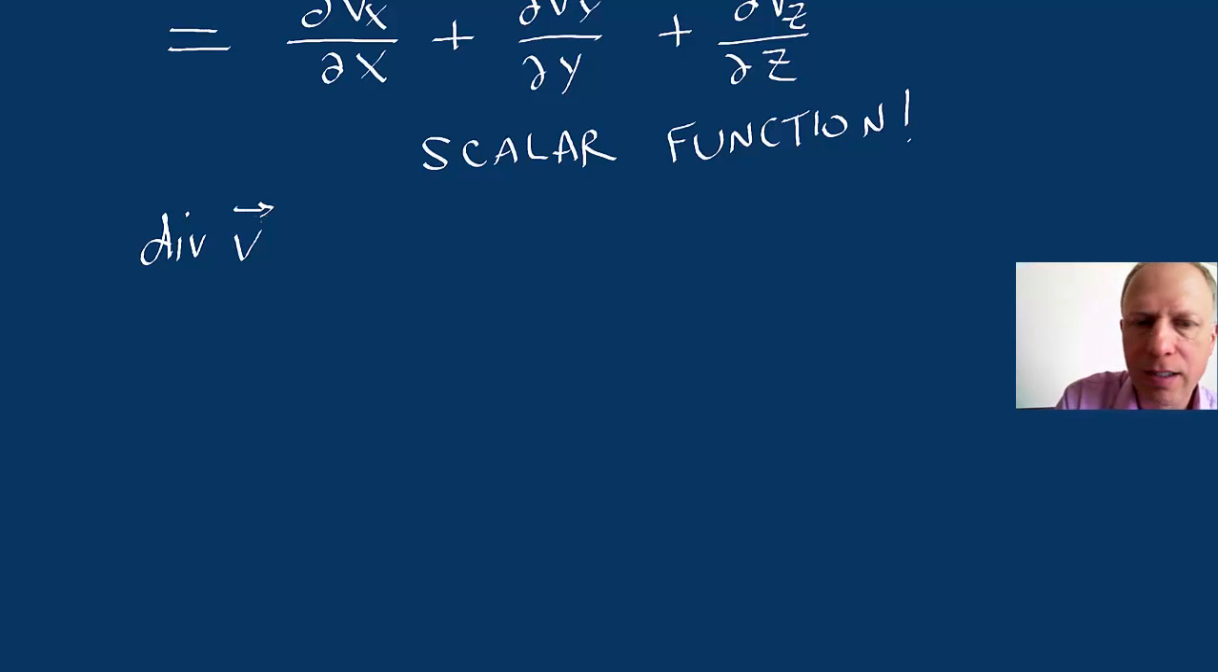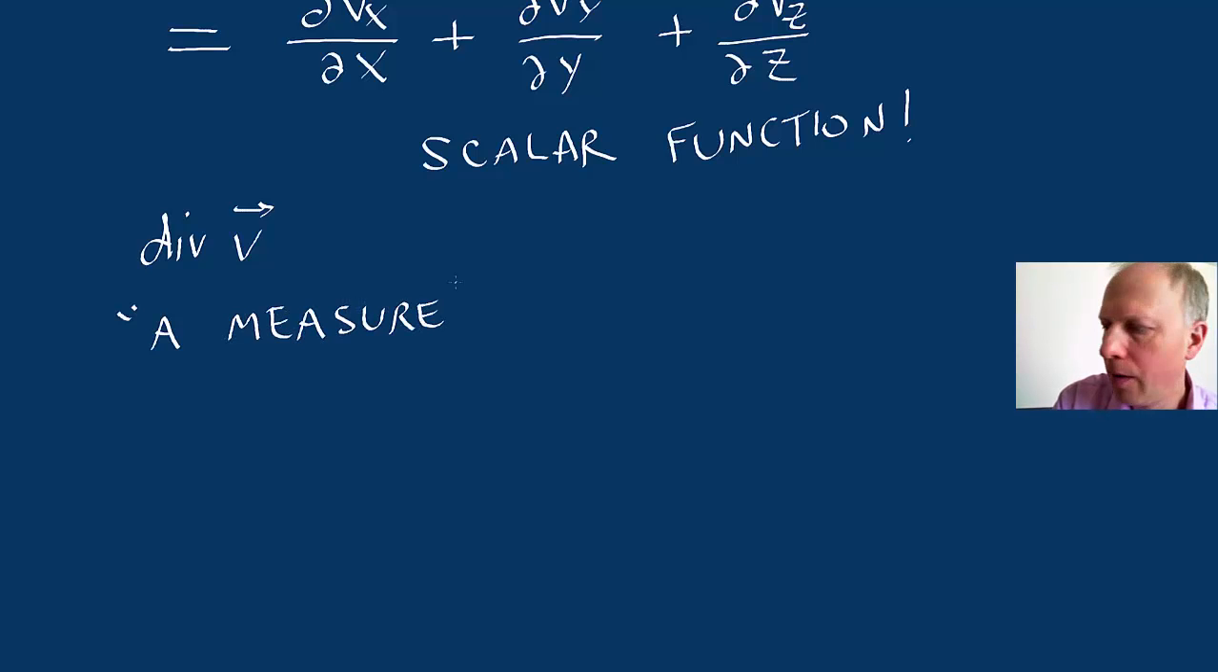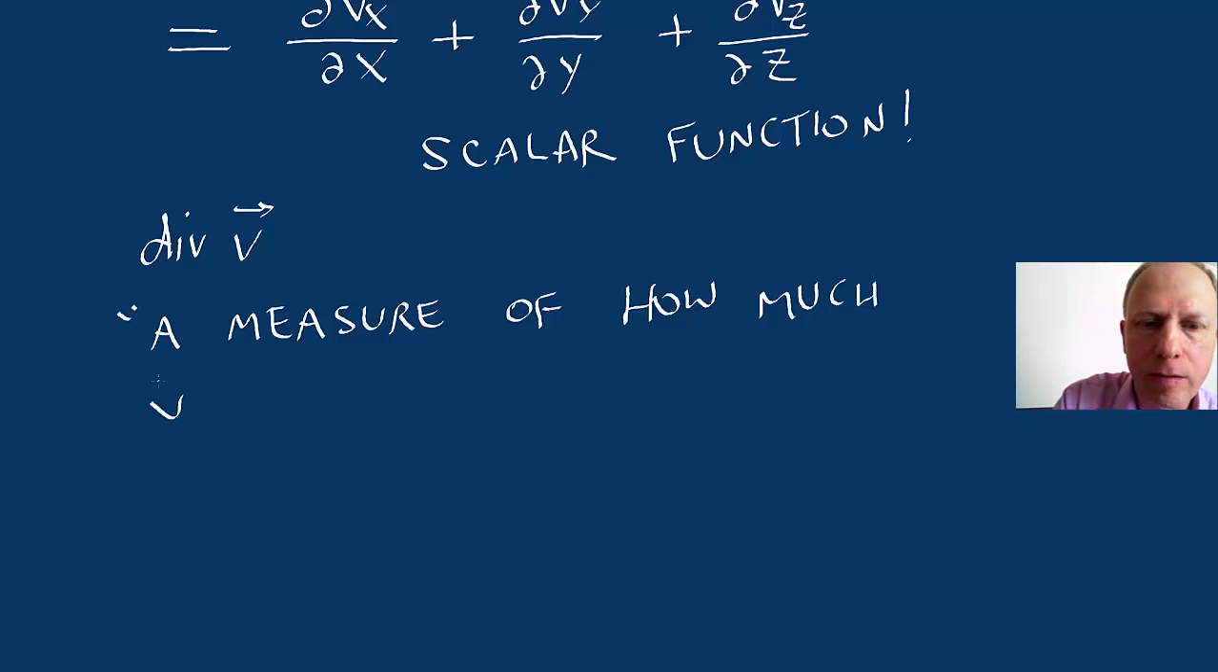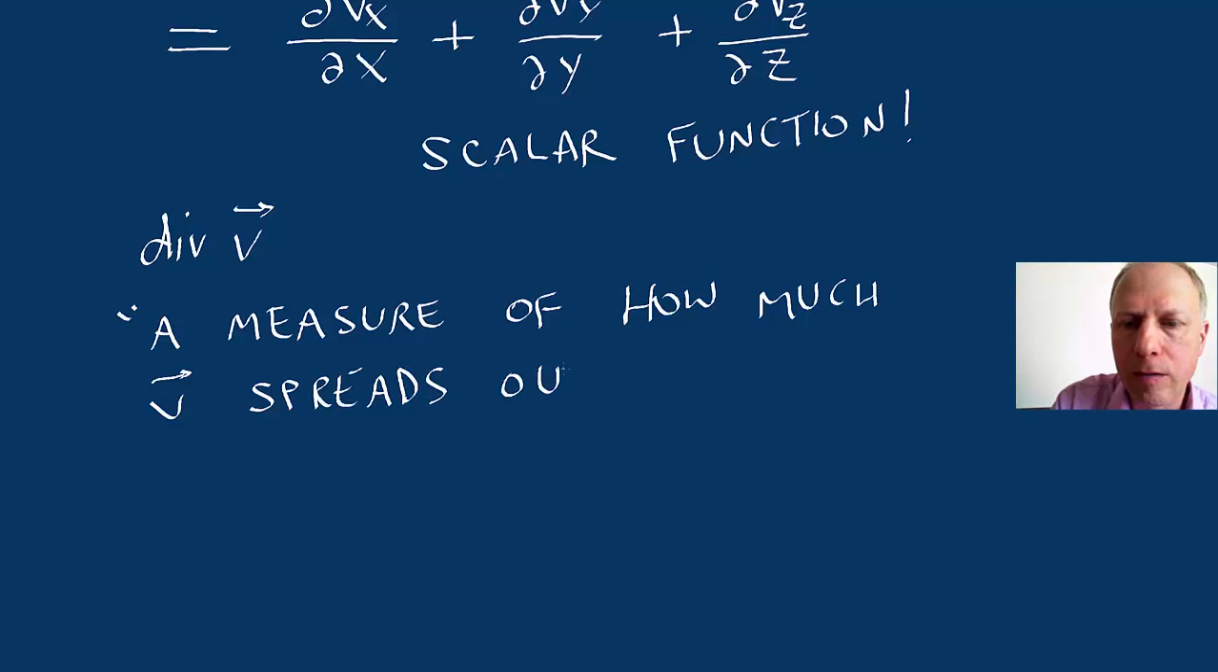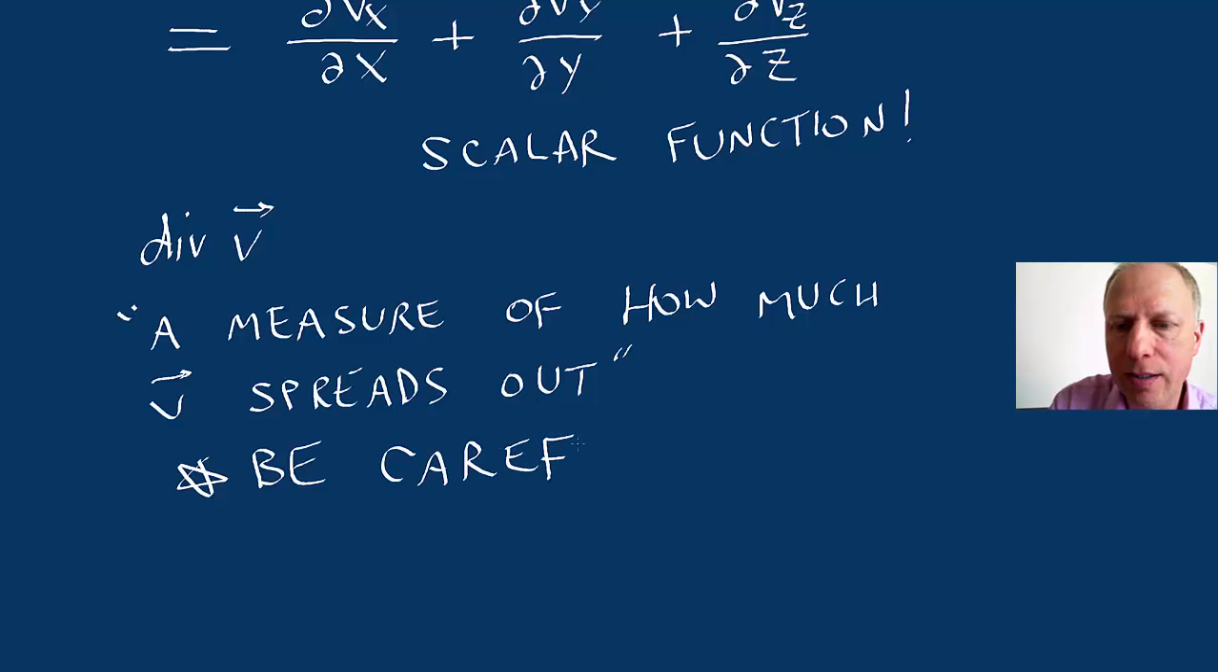Now, Griffiths says that the divergence is a measure of how much V spreads out from the point in question. But please be careful, because that explanation is not sufficient to define what the divergence is, not even close.